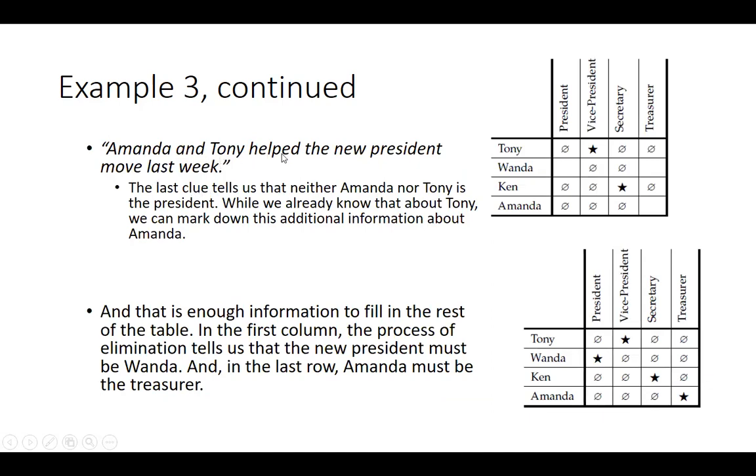Amanda and Tony helped the new president move last week. What does this tell us? It tells us that the president can't be Amanda or Tony. And we already know that about Tony, but we can mark this additional information down for Amanda. Amanda can't be president. And now in the president column, there's only one open spot, which means Wanda must be the new president. Mark her the president. No one else can be. The only thing left, Amanda must be the treasurer.